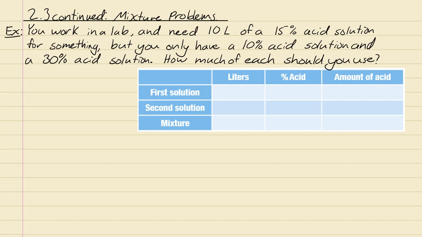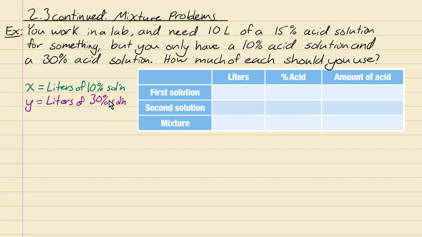Now, with any word problem, I think a good first step is to identify the quantities that the question is asking for and probably make a variable out of those. So, if it says how much of each should you use, let's let X be the quantity of 10% acid you're going to use, and let's let Y be the liters of the 30% solution you're going to use.